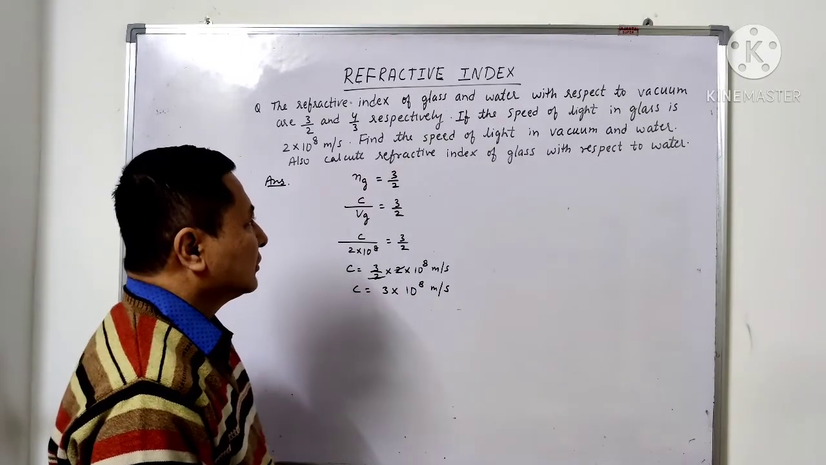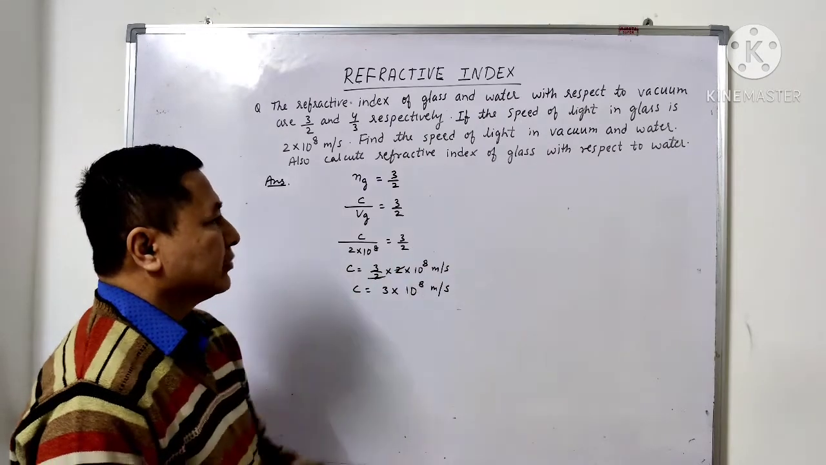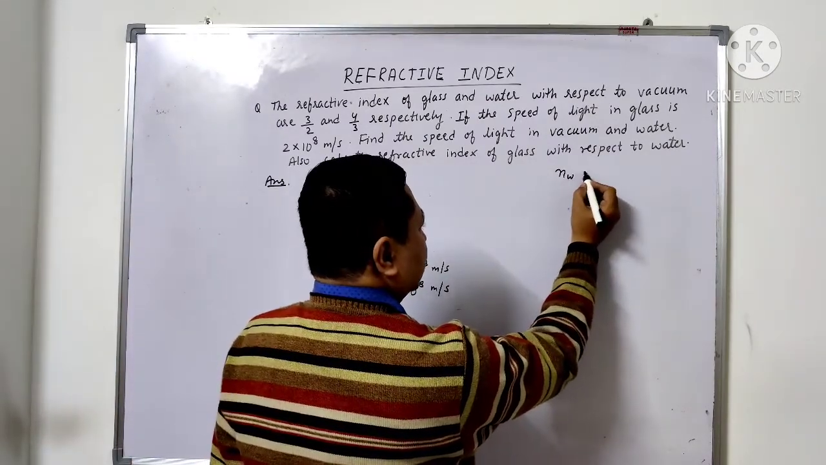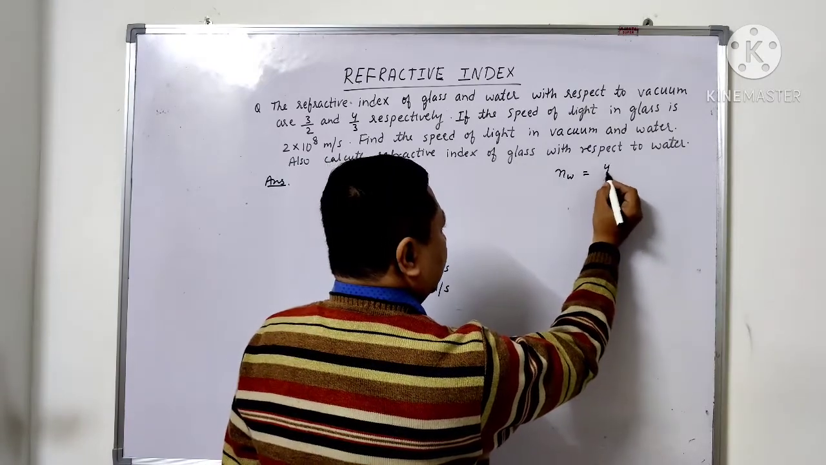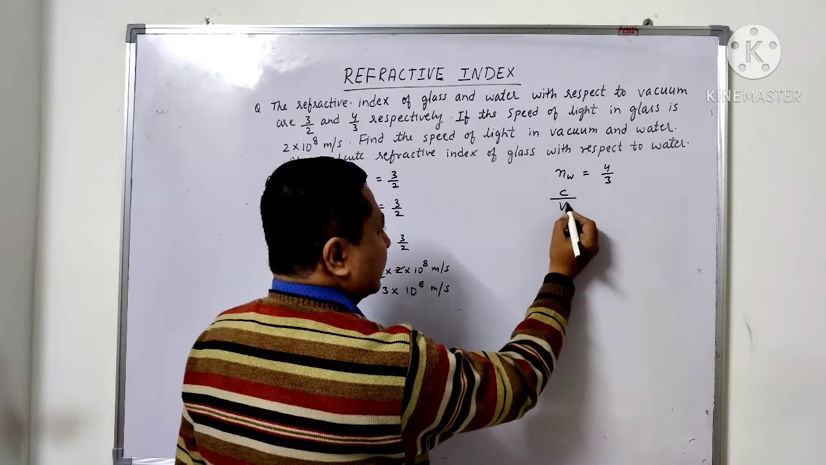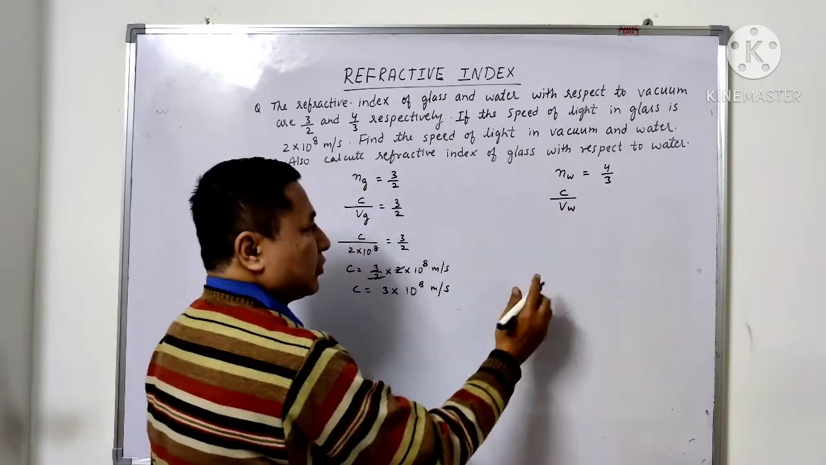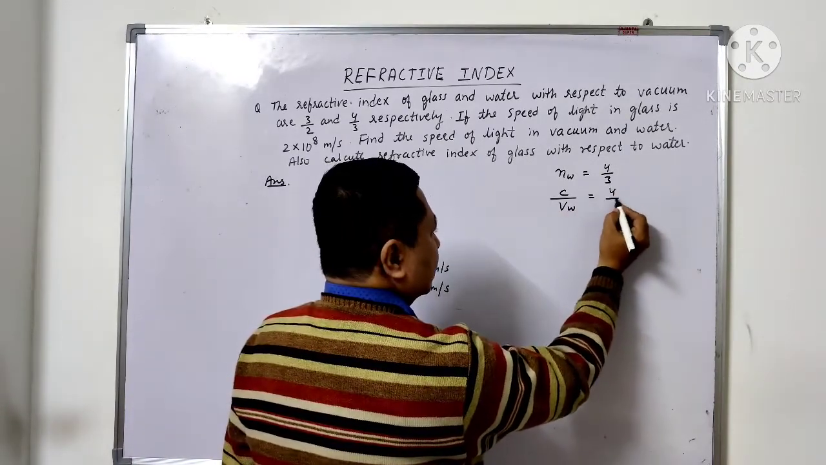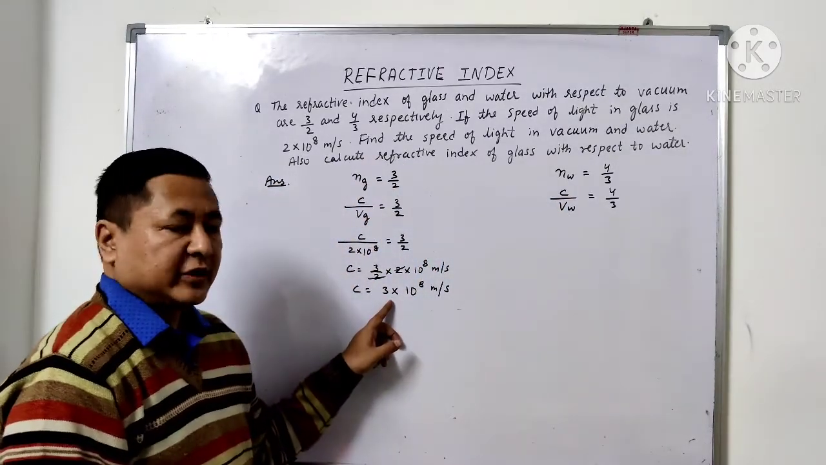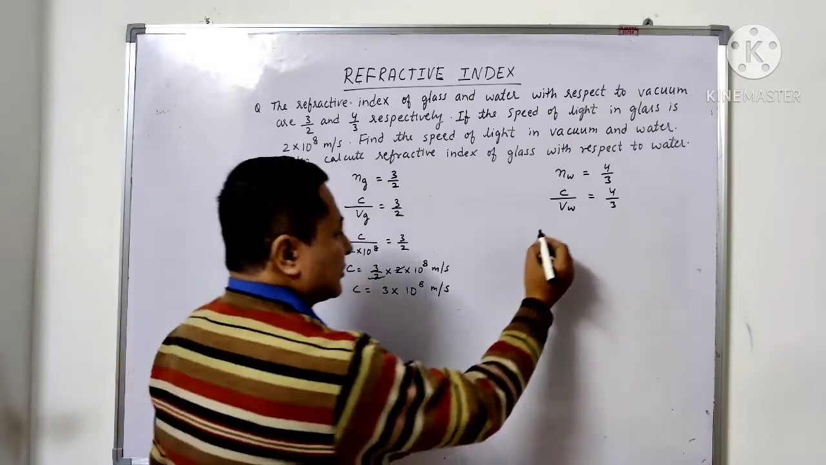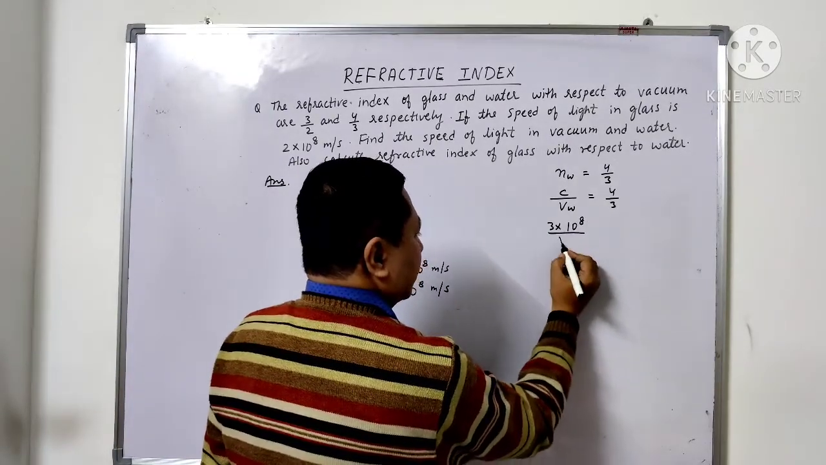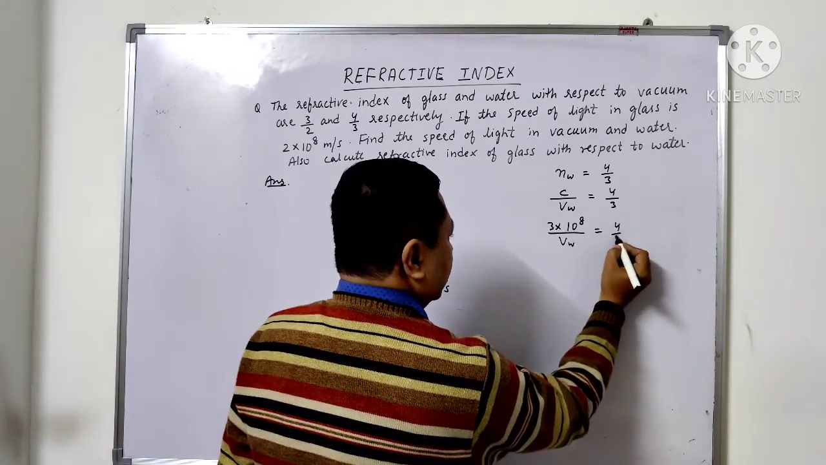Now let us solve the speed of light in water. So it is given in the question, that is the refractive index of water is equals to 4/3. So the formula will become C upon VW, that is the speed of light in water, is equals to 4/3. The value of C, that is the speed of light in vacuum, is 3 into 10 raised to 8. So write 3 into 10 raised to 8 upon VW is equals to 4/3.